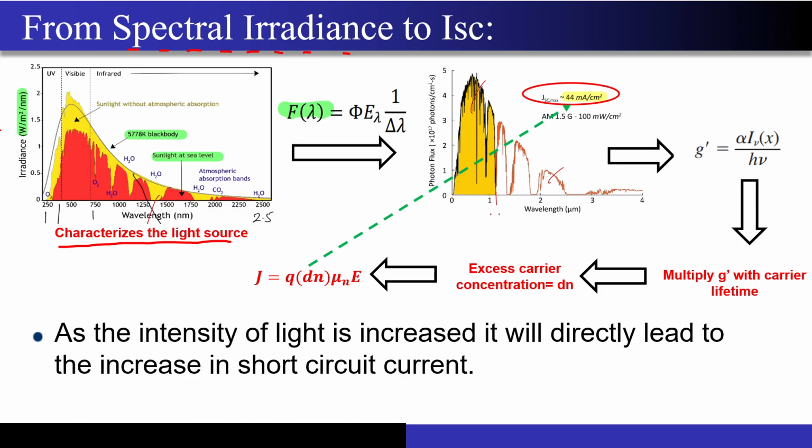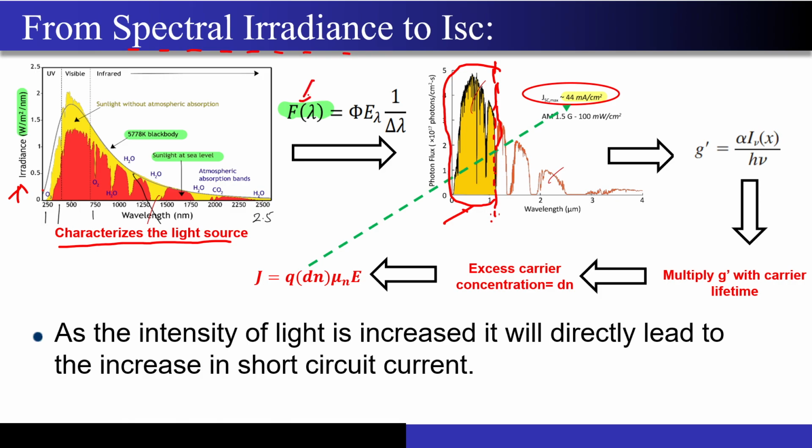From this spectral irradiance, what wavelengths are of interest to me? If I make a solar cell out of silicon, only these photons are useful to me, because they will help in the creation of electron hole pairs. So I can take only these many photons from this spectral irradiance. We have studied this formula.